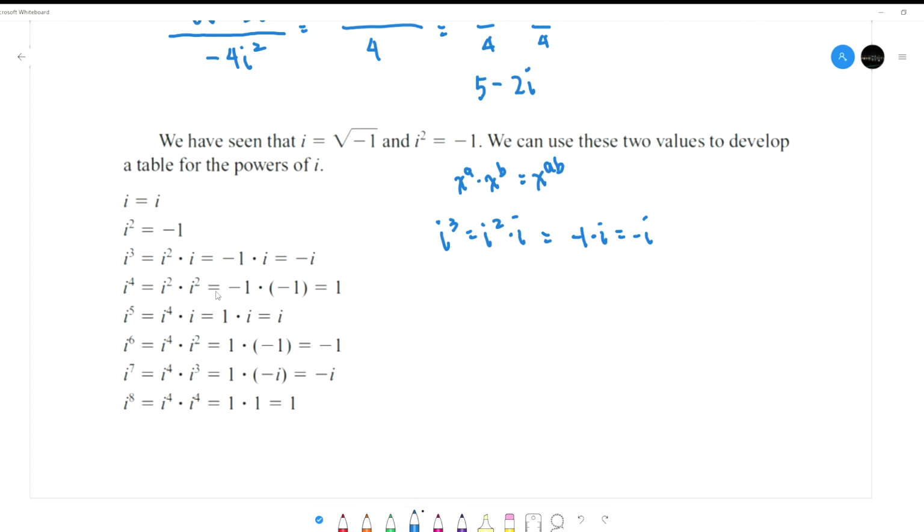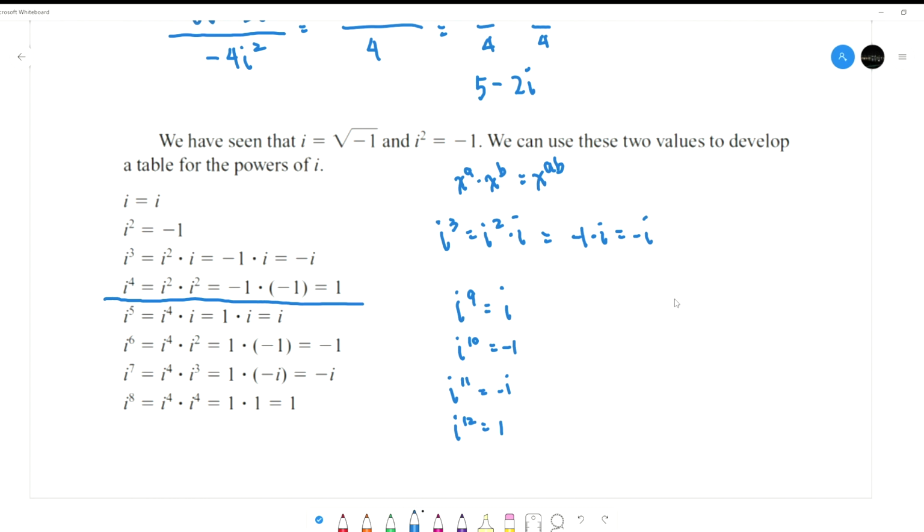And this pattern repeats, you'll be able to tell. It goes from i, negative 1, negative i, to 1. i, negative 1, negative i, to 1. So every four terms, that's when it starts to repeat. So that means i to the ninth is equal to i. i to the 10th is equal to negative 1. i to the 11th is equal to negative i, right? And i to the 12th is equal to positive 1, right? So every 4, it keeps repeating.